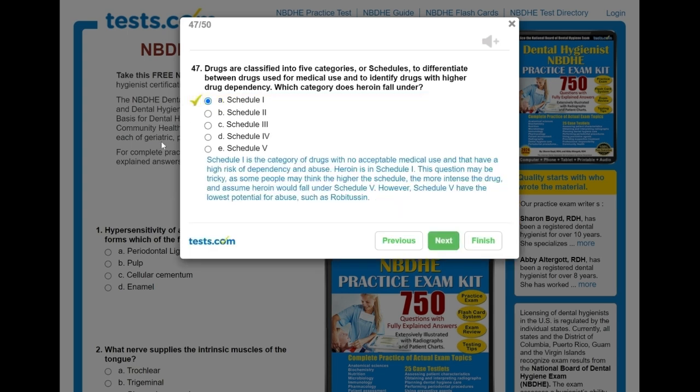A. Schedule 1. Schedule 1 is the category of drugs with no acceptable medical use and that have a high risk of dependency and abuse. Heroin is in Schedule 1. This question may be tricky, as some people may think the higher the schedule, the more intense the drug, and assume that heroin would fall under Schedule 5. However, Schedule 5 drugs have the lowest potential for abuse, such as Robitussin.